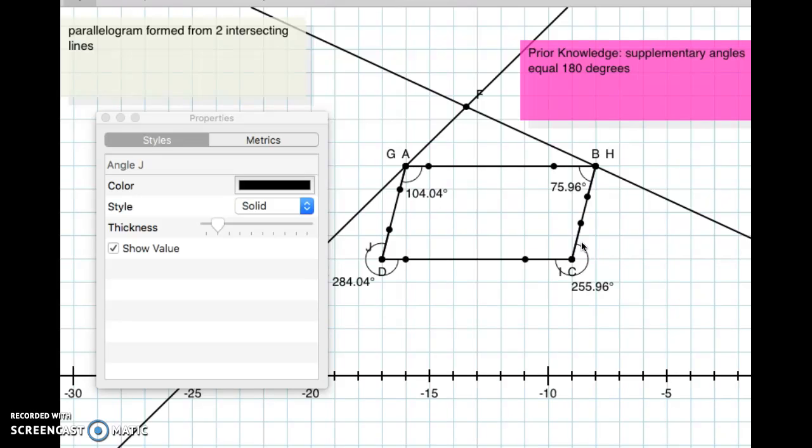And then what they will see is that when they do that, there are some rules that they could come up with in regards to a parallelogram, that opposite angles are congruent. So A and C are congruent, and B and D are congruent in a parallelogram. And then they may also see that the parallelogram also has two sets of parallel lines.